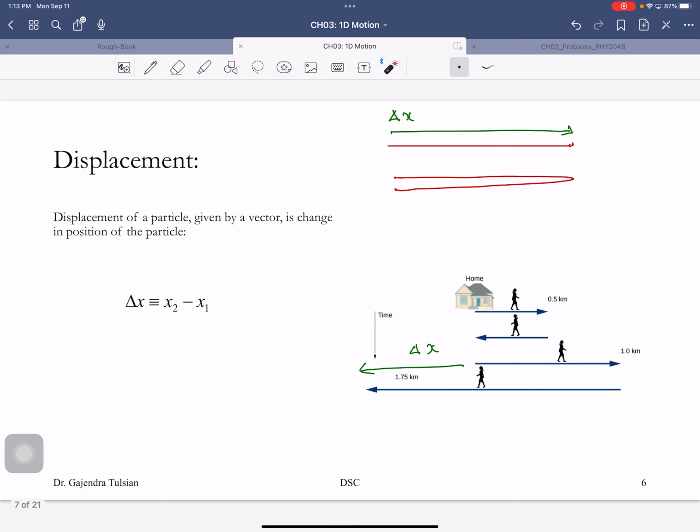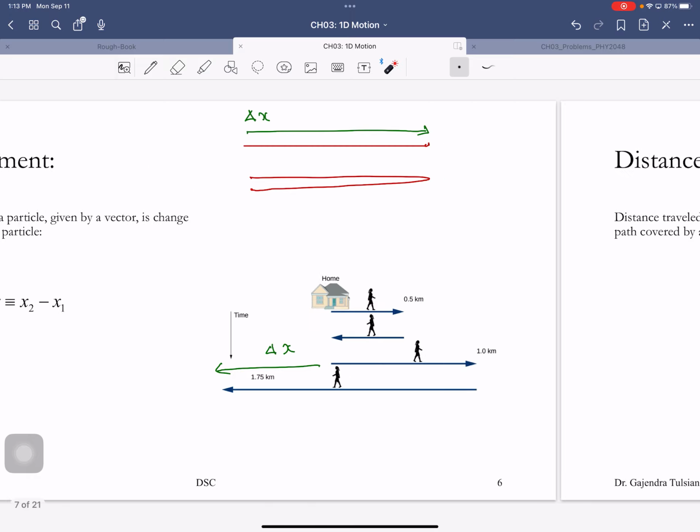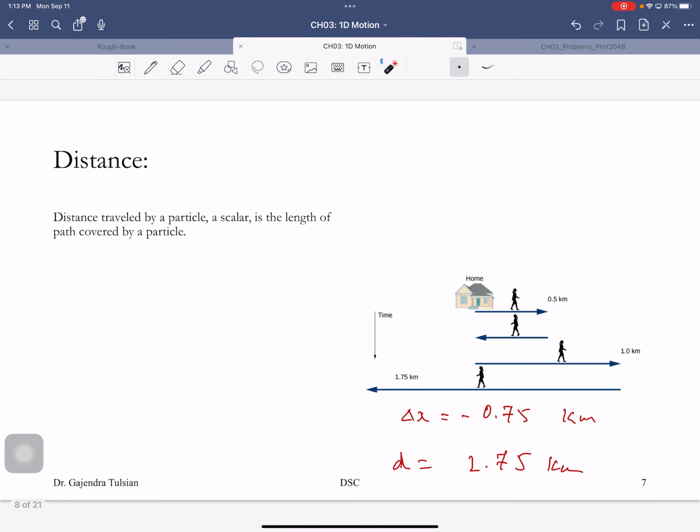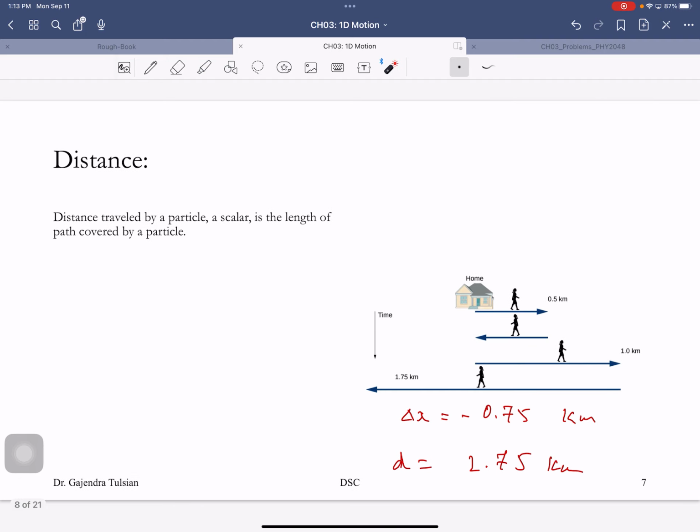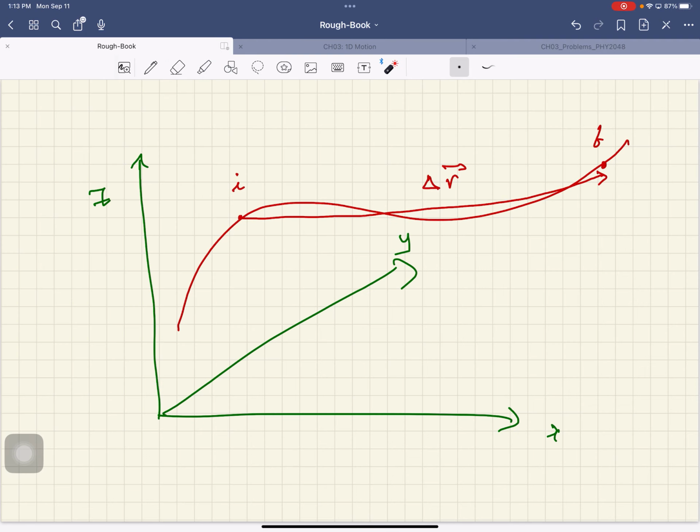All right, so again, displacement is a vector quantity. This is a scalar quantity. So going back to our 3-dimensional example, this would be the displacement. The distance traveled would be that distance.